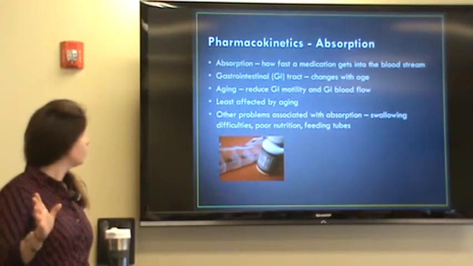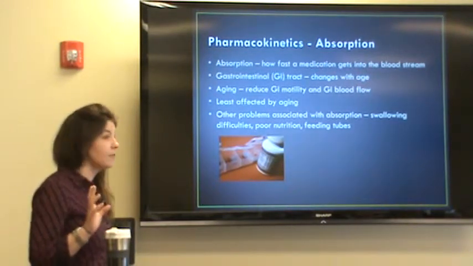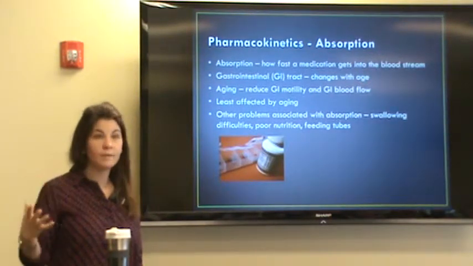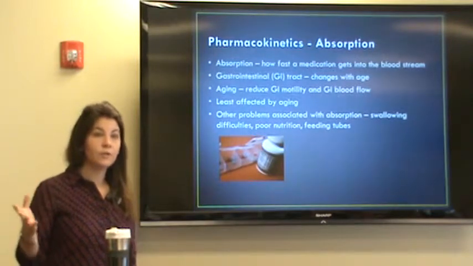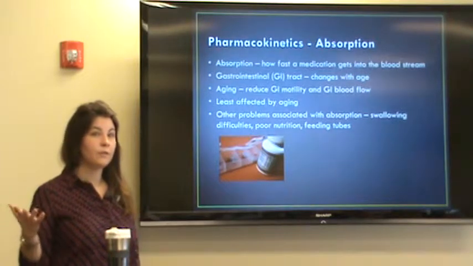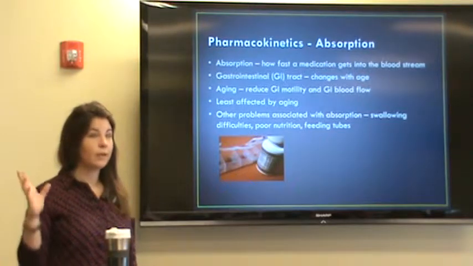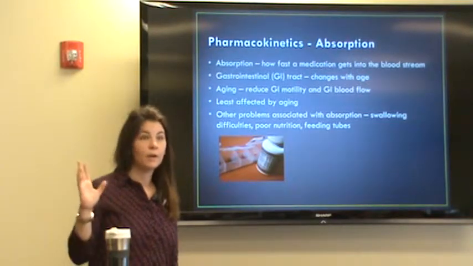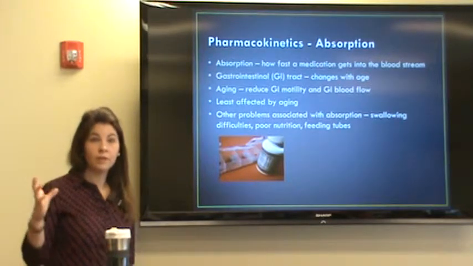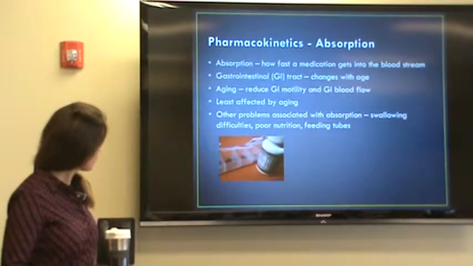As you get older, there's reduced GI motility and GI blood flow. Also, there are pH changes in elderly patients. An elderly patient will have less acidity in their stomach, which is partially due to physiology, but also partially due to medication. If a patient is taking an antacid like calcium or Tums, or a proton pump inhibitor like Prilosec, or Zantac or Pepsid, these are all medications that change the acidity in the stomach, which then changes the absorption, okay?